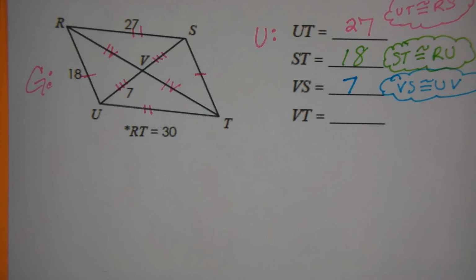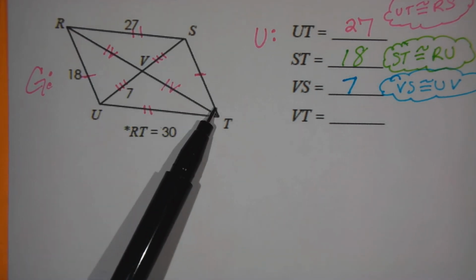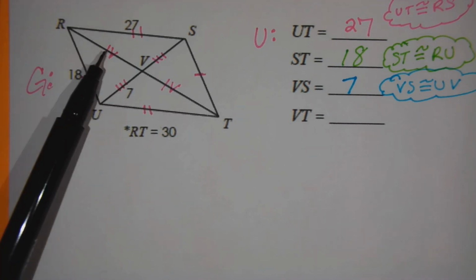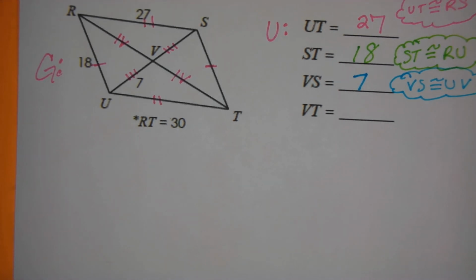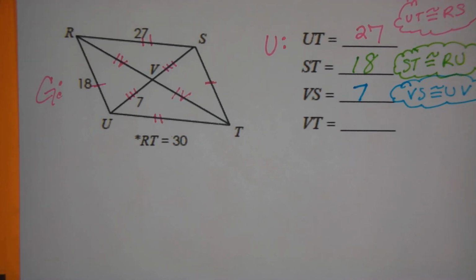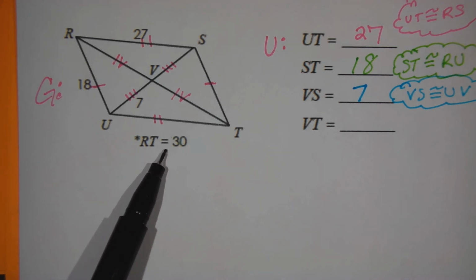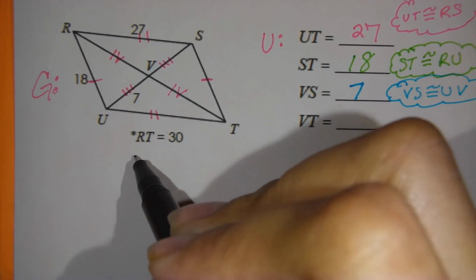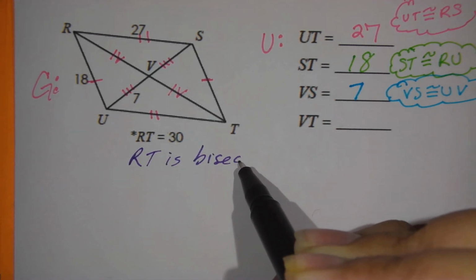VT. So VT is this piece right here. And it's congruent to RV. But I don't know RV. There's no notation here. So, oh my goodness, what am I going to do? Well, right here, this bad boy. RT is 30. And it's being split. So I'm going to make a note right here. RT is bisected.